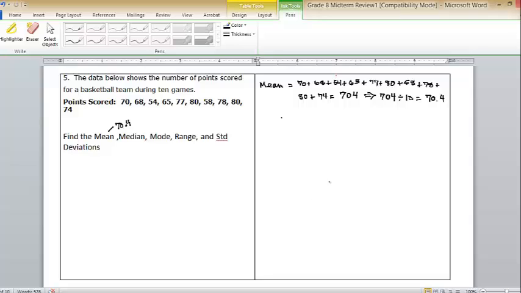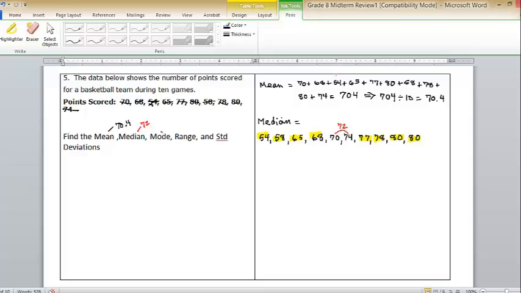Now let's move on to find the median. In order to find the median, we have to put all our numbers in order from smallest to greatest. Once we do that, then we can go ahead and find our median. Next thing we do is simultaneously cross out the numbers from each end until we end up with one or two numbers in the middle. In this case, since we have an even number of data, we end up with two numbers in the middle. We take the average of those numbers, which gives us 72.